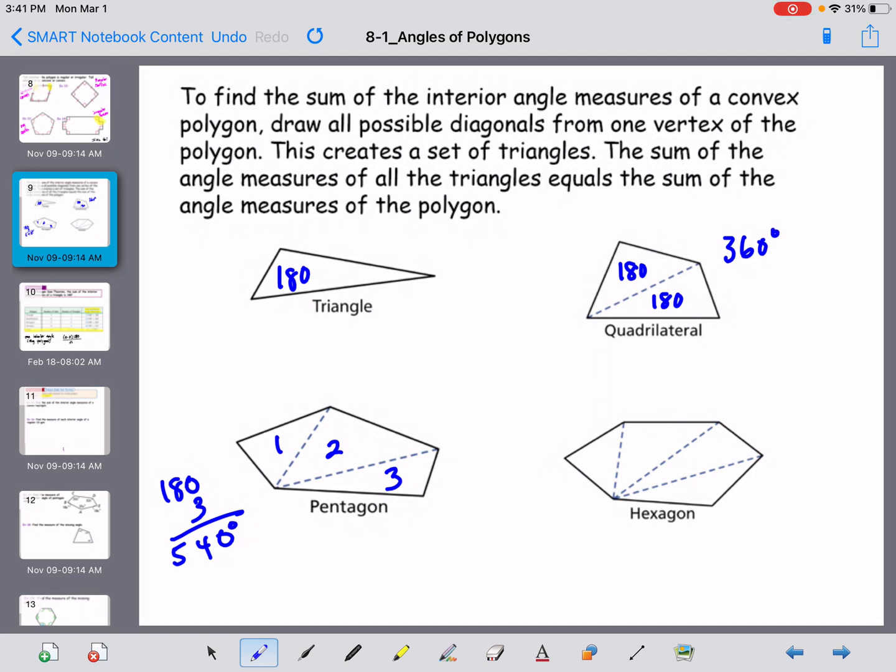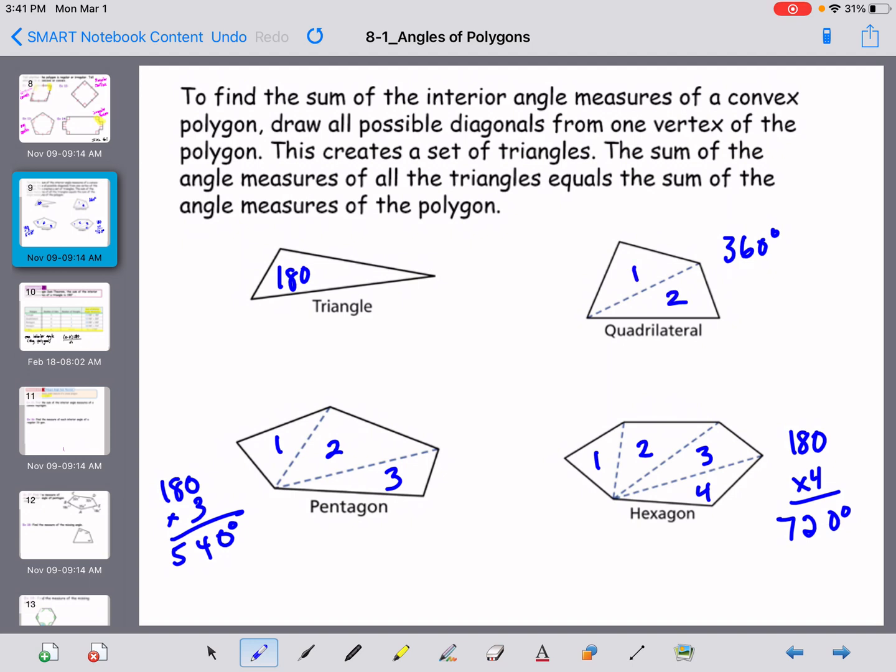And then a hexagon is a six-sided figure, and it has 1, 2, 3, 4. So it would be 180 times 4. I'll put a times symbol there. 720 degrees.